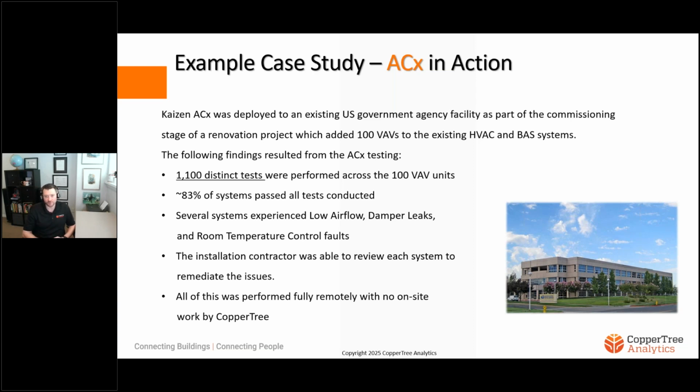Of course, you can think of a few things that could go wrong in regards to having an existing central plant system that now has to step up and feed these 100 new VAVs. On those 100 VAVs, we performed 1,100 distinct tests during that initial period. That's a very short period of time, but we were doing that many tests. 83% of systems passed all tests conducted, meaning that 17% of them didn't, right?